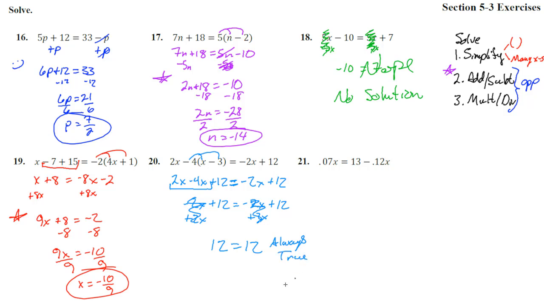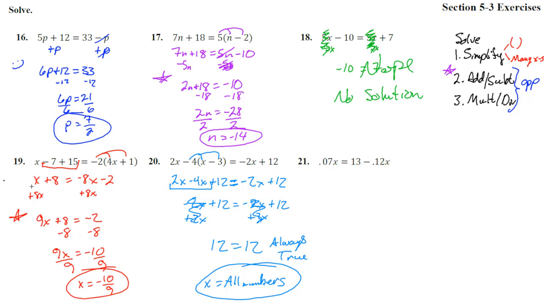And the way we say that it's always true is that x, to be a solution and make this true, can be any number at all. So we say all numbers. So x can be all numbers because it's always true no matter what x is. x could be 7 or 15 or 93. 12 will still equal 12.